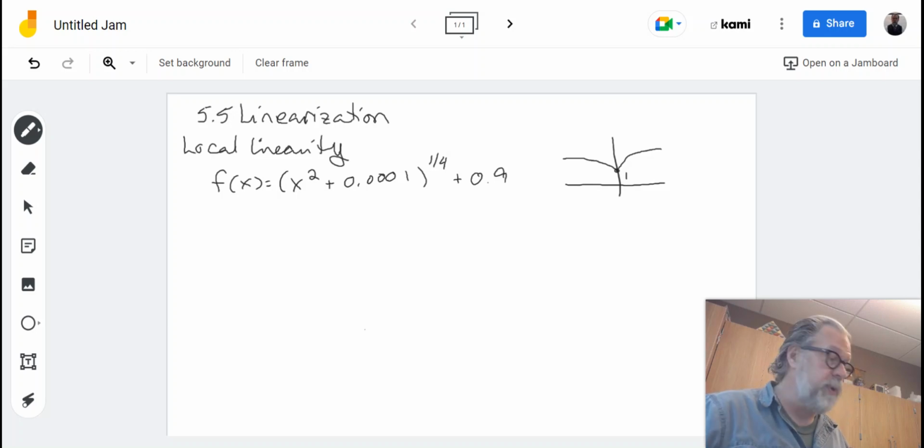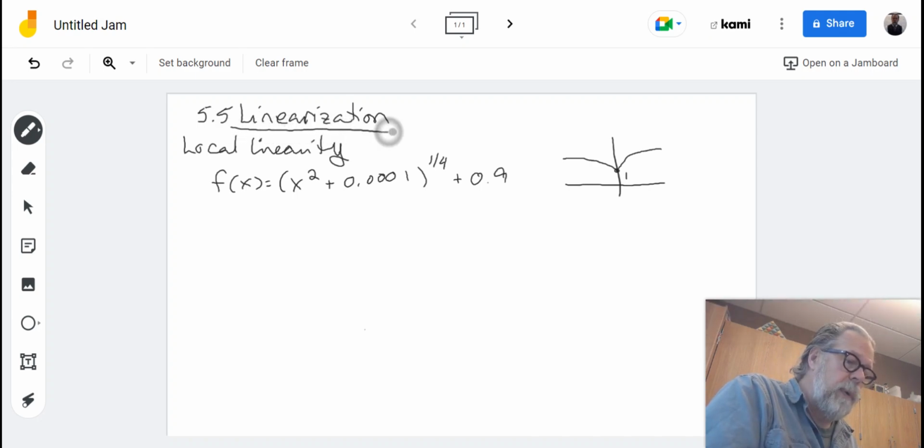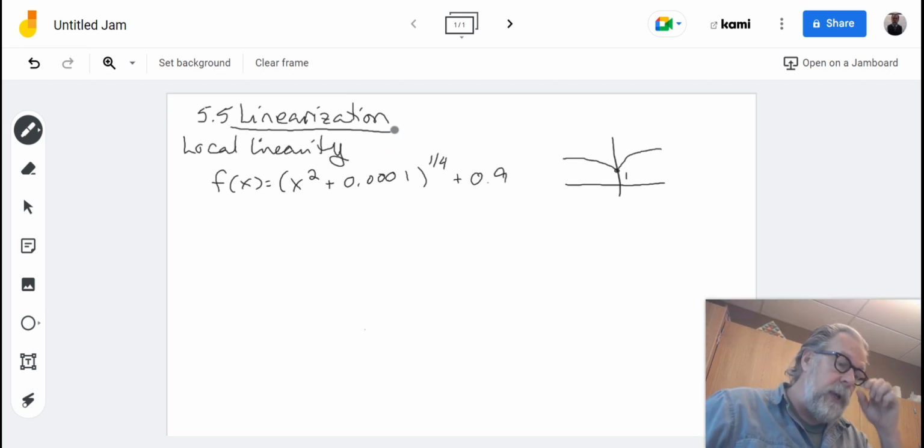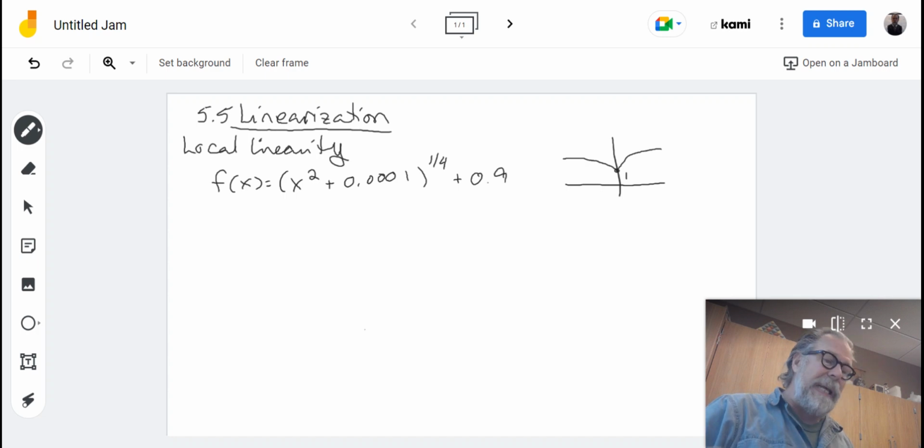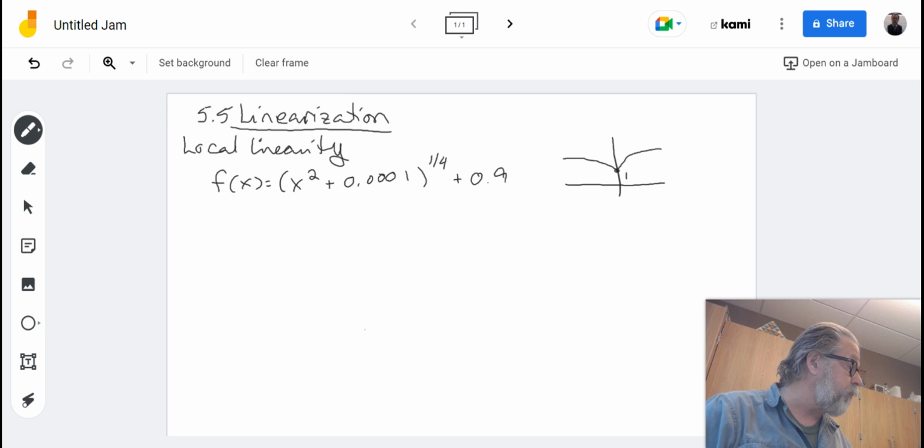Welcome to chapter 5.5 in our calculus text, which is linearization. What we are going to be talking about in this chapter is the idea of local linearity. So let's dive straight into an example that will demonstrate what's interesting about this. I'm going to start with this fairly complicated looking function.